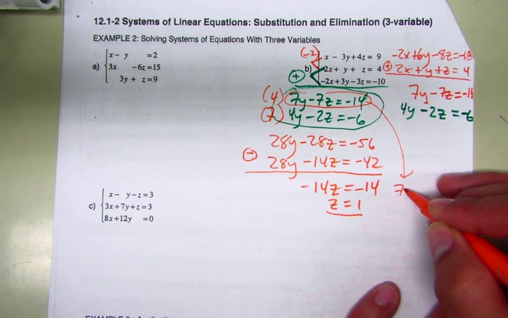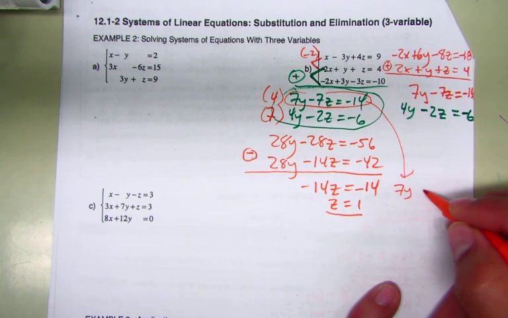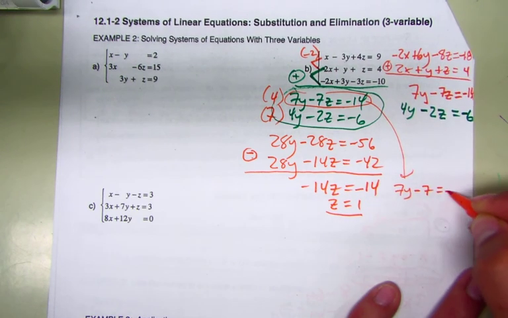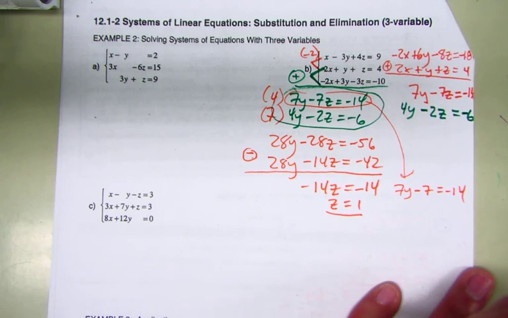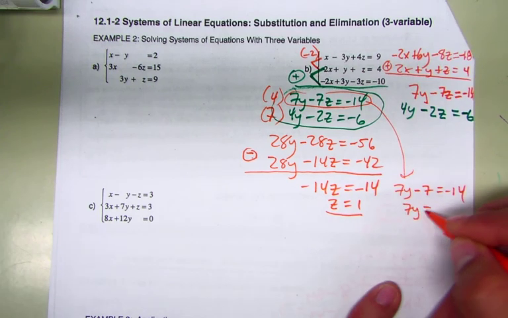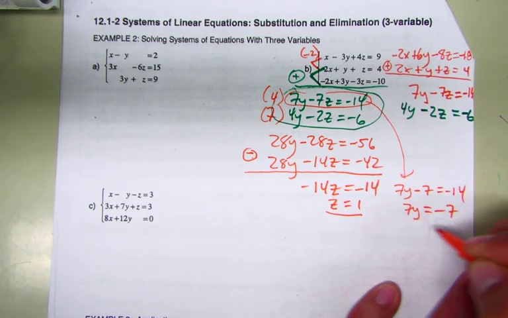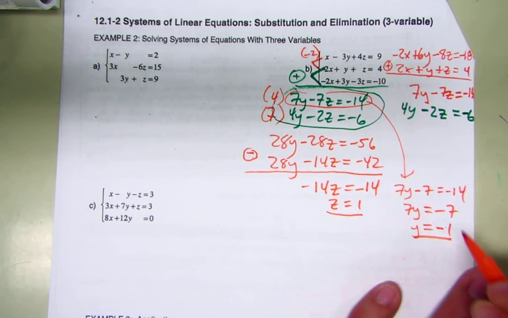So 7y, negative 7 times 1 is minus 7. Yeah, so add 7. So that's negative 7. So y? Negative 1. All right, now what? We're only 2/3 of the way done. Oh my god. Okay. But the hardest part is over with. We just need to find x now.